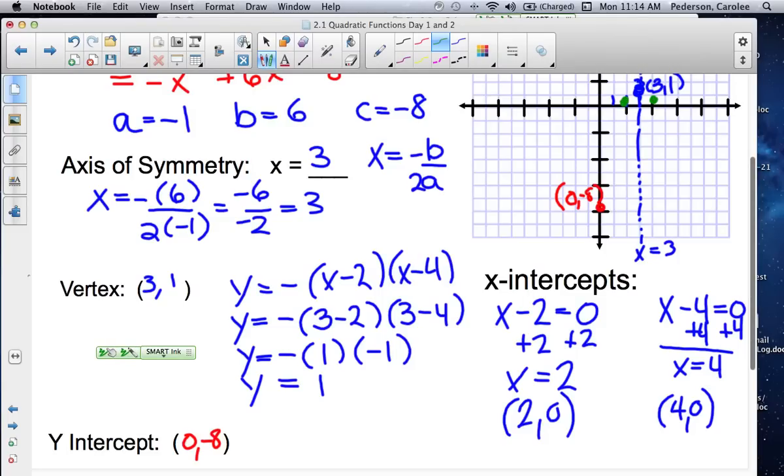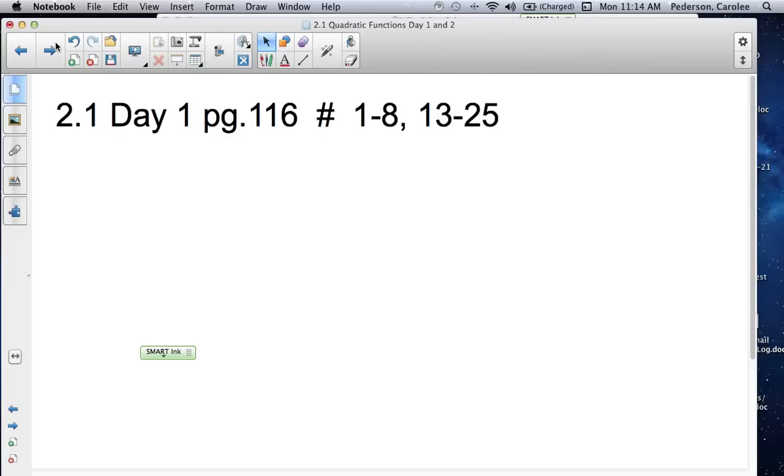Now I can graph it. Here's my vertex going through the x-intercept, going through the y-intercept, and then down here, this should be down 8 also. And there is my parabola, opening down. There is my homework for 2.1, day 1 on page 116, 1 through 8, 13 through 25.